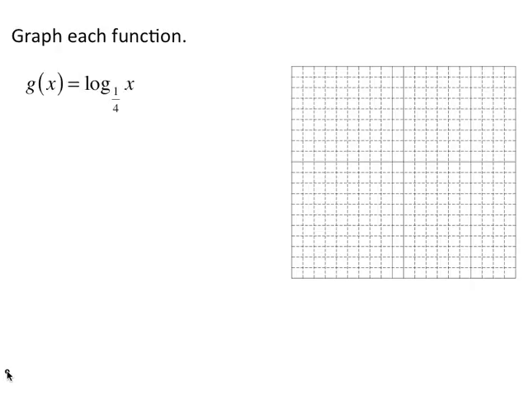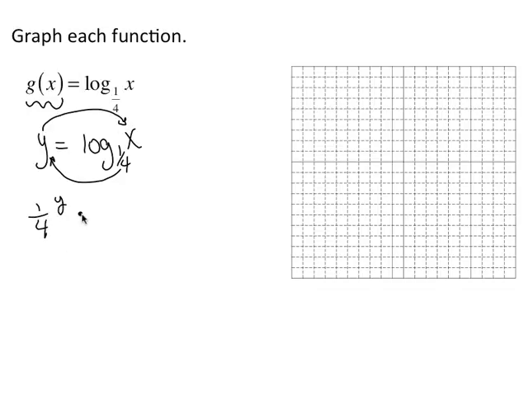Graph each function. The first thing I'm going to do with this problem is to convert it into exponential notation. So I'm going to replace the g of x with y, and we get y is equal to log of x base 1/4. Now to convert it into exponential notation, I'm going to take the base, raise it to the exponent, and then that gives me my answer. So 1/4 to the y is equal to x.